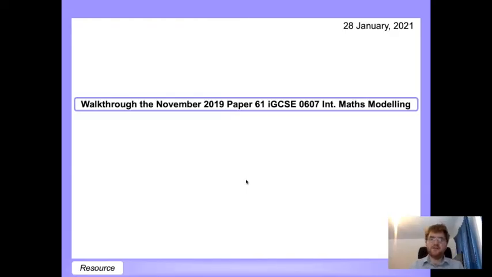So we are going to go through the modelling section of the paper 6.1 November 2019. This is a 0607 paper.